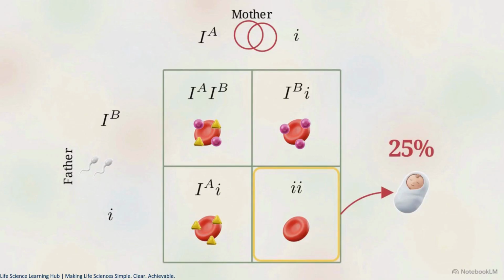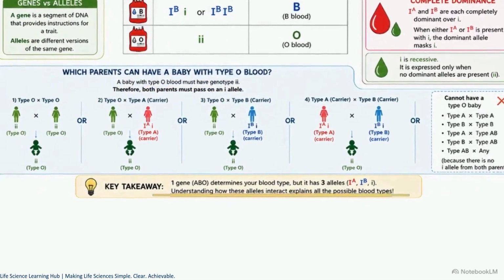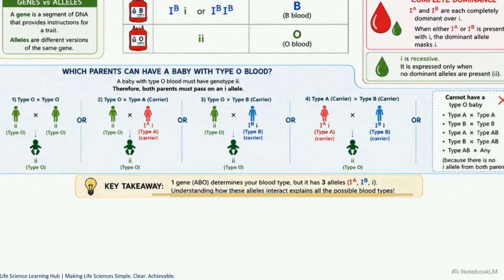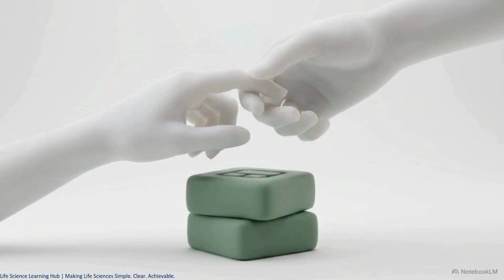This bottom banner summarizes the requirement. For a baby to have type O blood, they must receive an i allele from both parents. Understanding how these alleles interact explains why these different phenotypes are possible. Solving for inheritance requires looking past the visible phenotype to identify the genotypes hidden within. Once those manuals are identified, the possibilities for the next generation emerge.